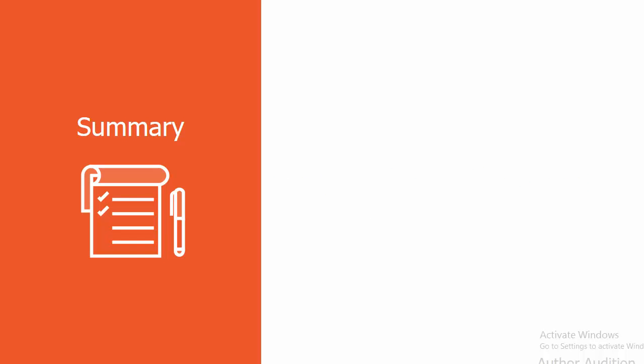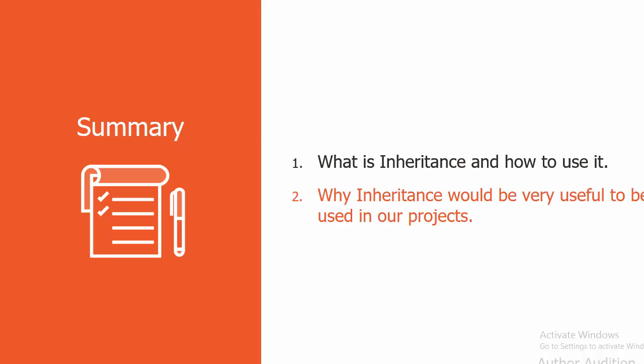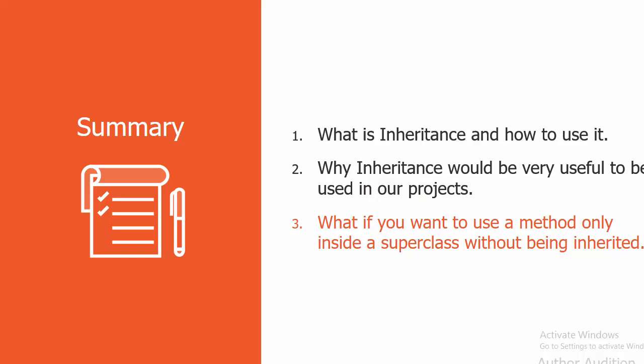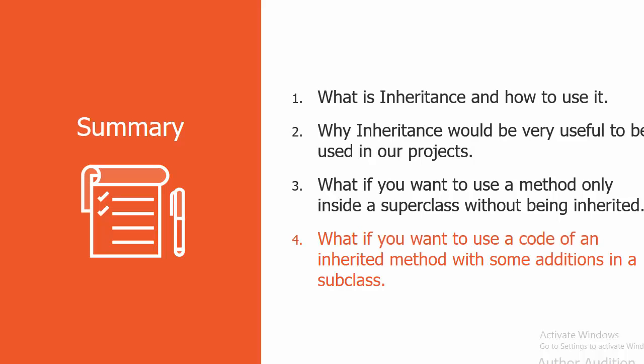So to have a small conclusion about what we learned today, we learned what is inheritance and how to use it. Then why inheritance would be very useful to be used in our projects. Then what if you want to use a method only inside a superclass without being inherited? Just make it private. Then what if you want to use a code of an inherited method with some additions in a subclass? This will be the super keyword as we learned.